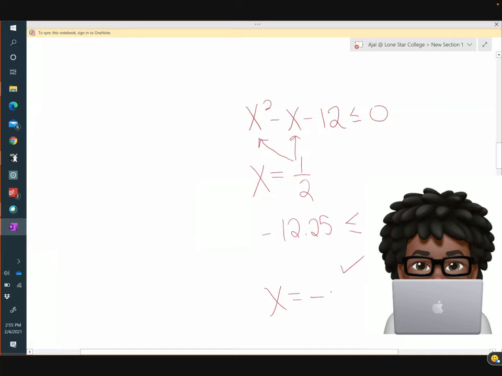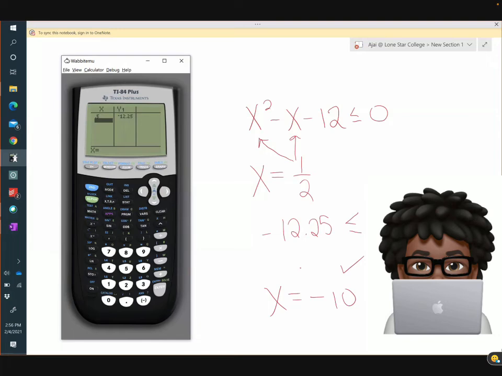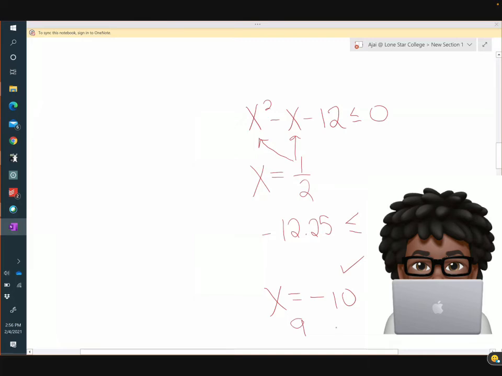Let's say I want to put x equals negative 10. I could go to my calculator. It's already in the calculator. And I could just put, okay, let me put negative, not subtraction. I put negative 10 and it tells me 98. So if I plug in negative 10 for all of my x values, they say that that's equal to 98. Is 98 less than or equal to 0? That's not true. So that wouldn't be a true statement.